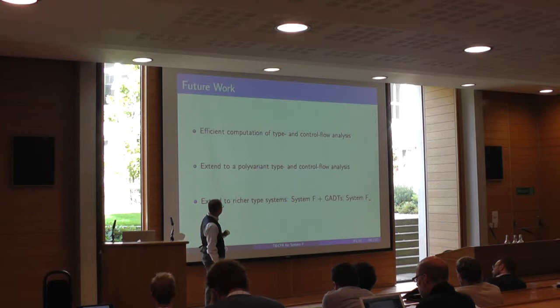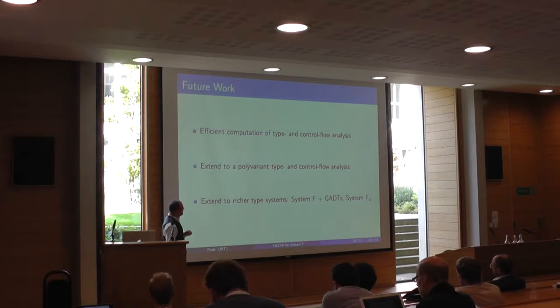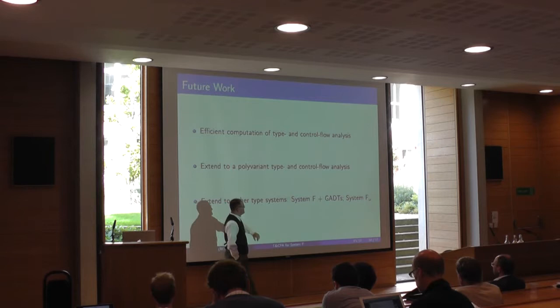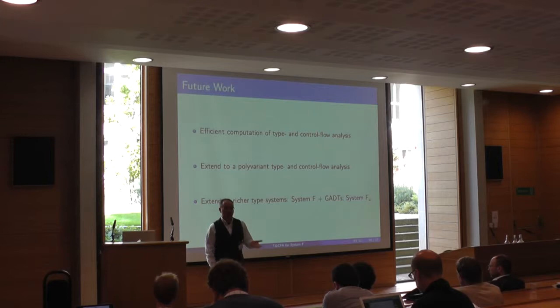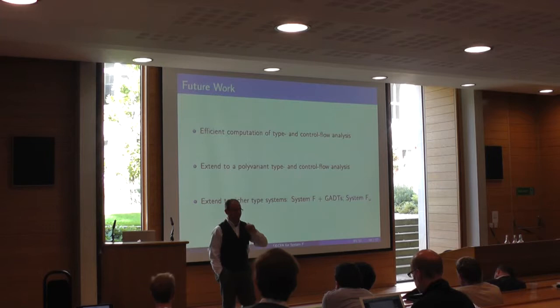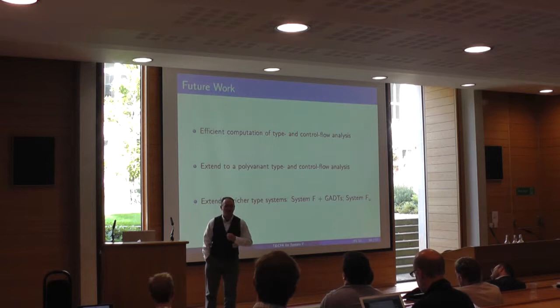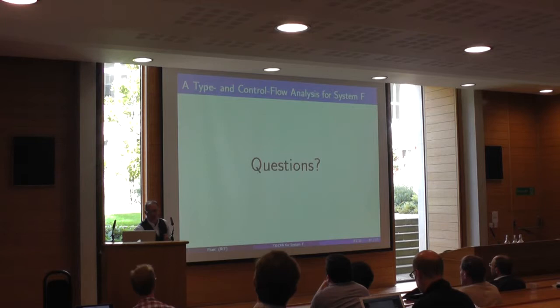We might be interested in extending this to polyvariant type and control flow analysis. And ultimately, where I'd like to go with this is to extend it to even richer type systems, up to something like System F omega, because if you actually look at something like GHC, that's really the intermediate language they've got going on in there. We're also obviously looking at a somewhat higher level, so we might really be interested in tackling that kind of thing. Okay. Thanks very much.